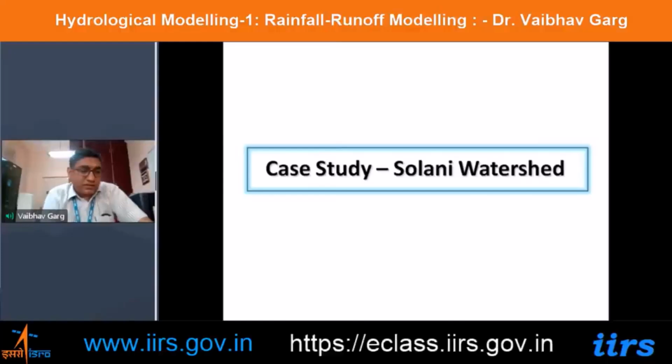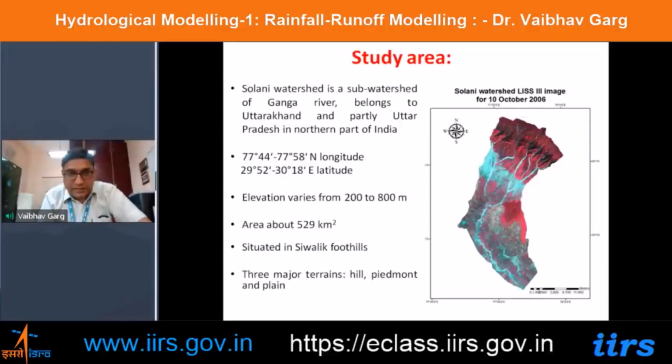I can understand that it is difficult to understand this, so I will show you one case study we have done on the Solani watershed, which is in Uttarakhand and partly in Uttar Pradesh. This is the location of the Solani watershed, as shown on a LISS-3 image of October 2006. You can see that elevation varies from 200 to 800 meters, and the area of the watershed is around 529 square kilometers.